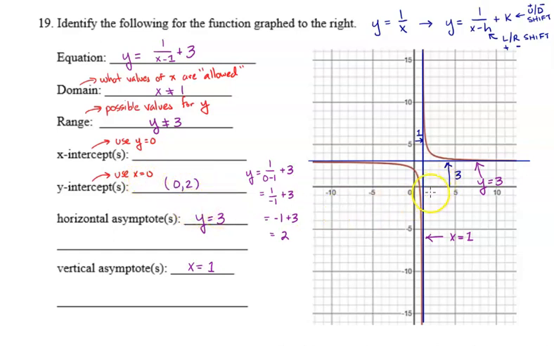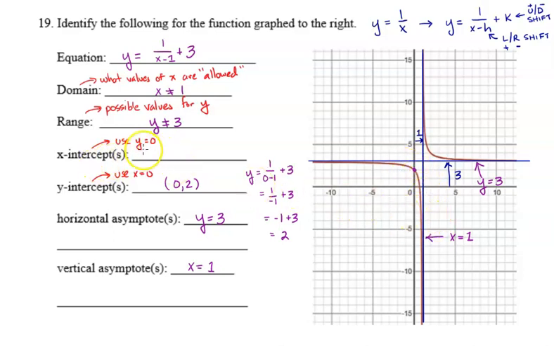And I can just check on the graph: is this crossing the y-axis? That's what y-intercept means. Is it crossing the y-axis at 0, 2? Yeah, that would be this point right here, 0, 2. That looks like where it's crossing the y-axis.